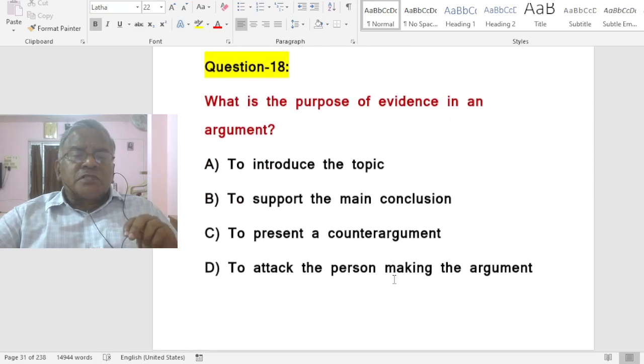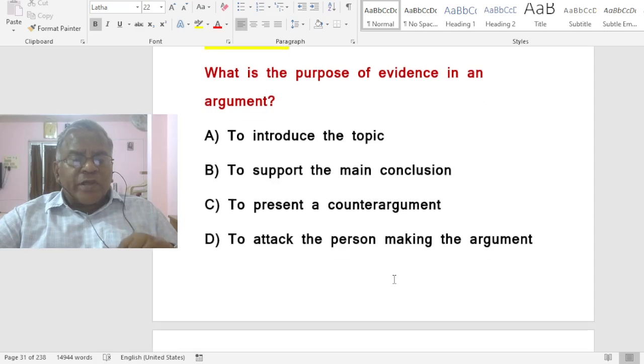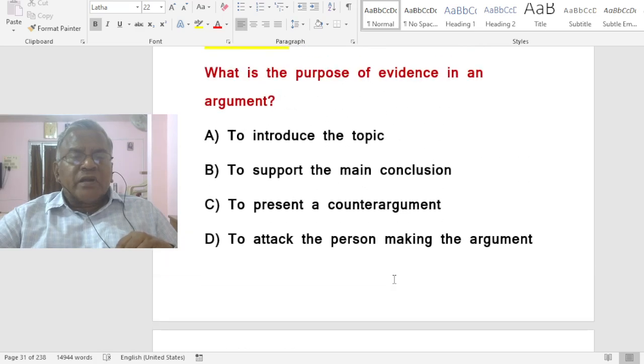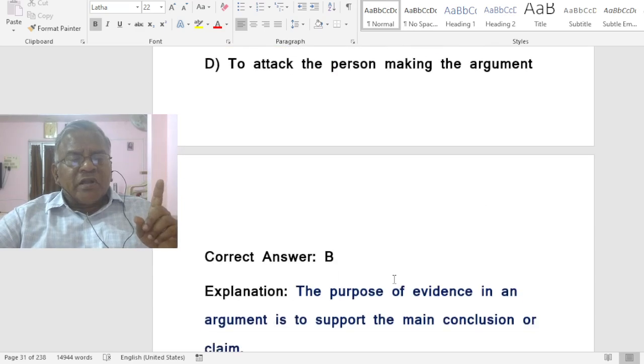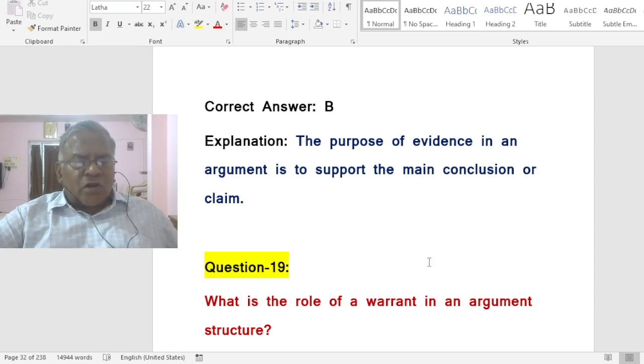What is the purpose of evidence in an argument? A. To introduce the topic. B. To support the main conclusion. C. To present a counter argument. D. To attack the person making the argument. So, what is the purpose of evidence in an argument? That is, the purpose of evidence in an argument is to support the main conclusion or claim.